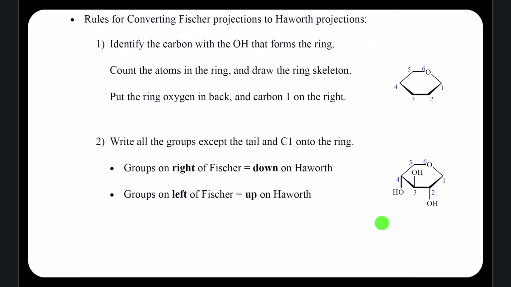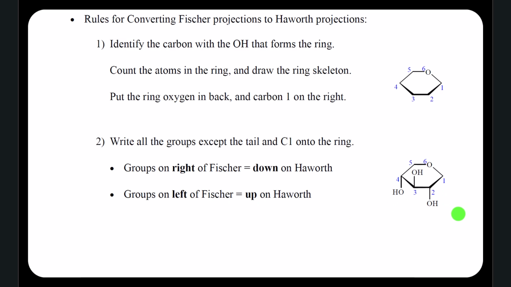What we're then going to do is write all of the groups except the tail, which should be on carbon 5, and the hydroxyl group, which is formed on carbon 1 when we make the ring. All of the rest of the groups can be written with a simple rule. We look at the Fischer projection. If the group is on the right, we draw it down on the Haworth projection. If the group is on the left, we draw it up on the Haworth projection.